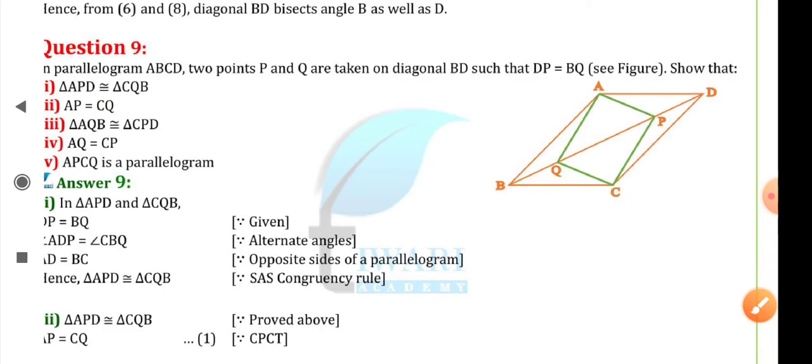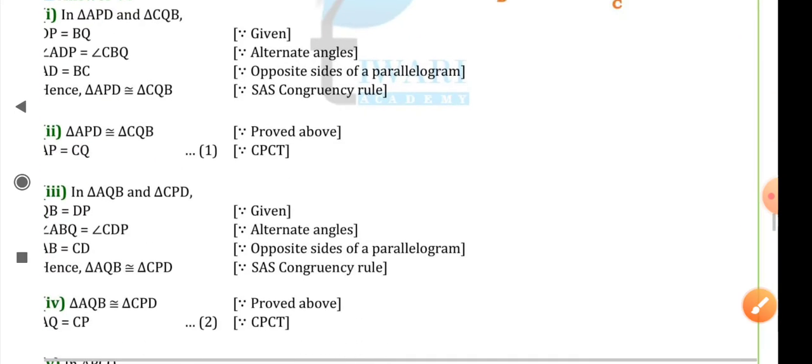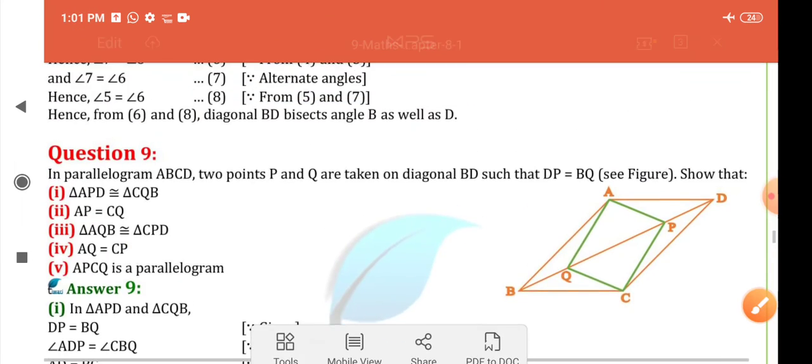You can see that the third part we have to prove. And the fourth part, AQ equals CP. So this is the AQ, the third side of this triangle, and this is the third side of this triangle. These are equal by CPCT. You can see that we have done here. Now this is the third part and this is the fourth part. Now move to the last part.